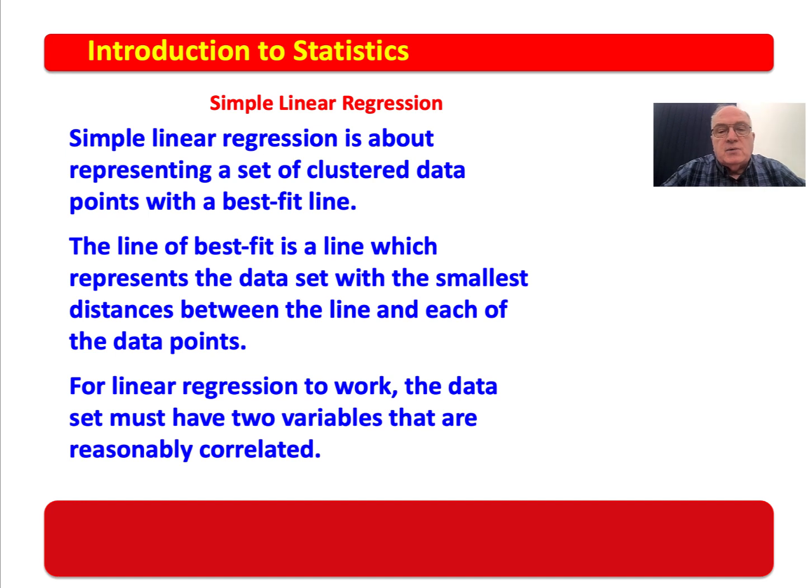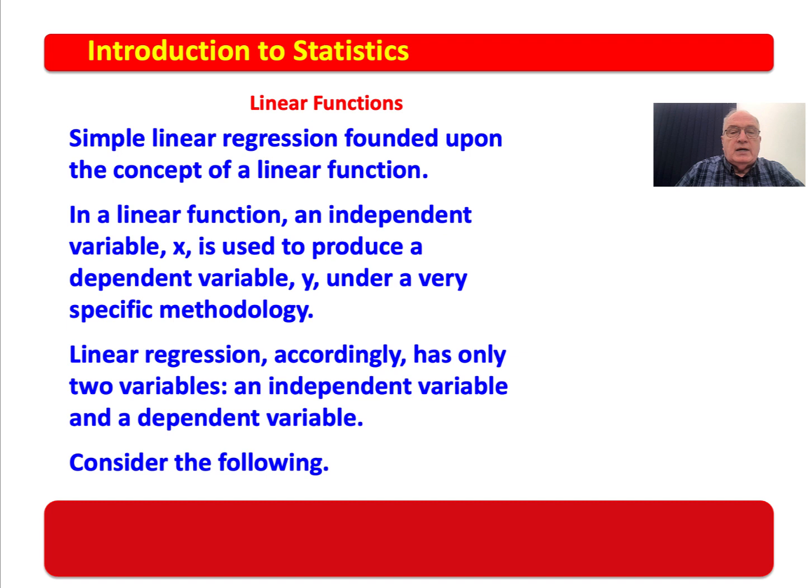Now, simple linear regression is about representing a set of clustered data points with a best fit line. The line of best fit is a line which represents the data set with the smallest distances between the line and each of the data points. For linear regression to work, the data sets must have two variables that are reasonably correlated.